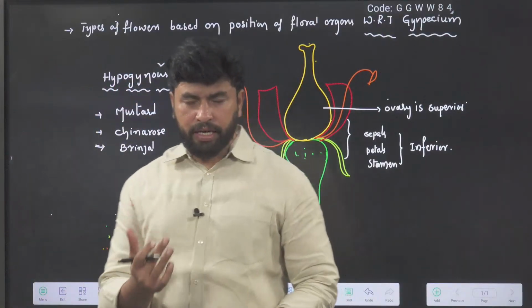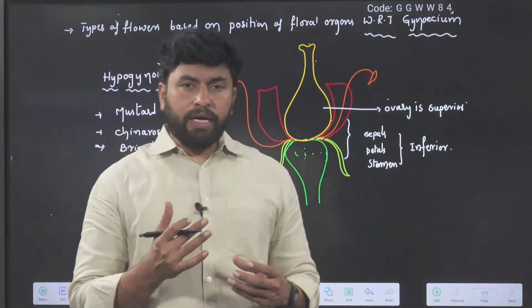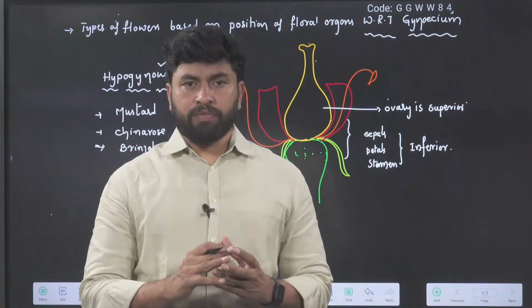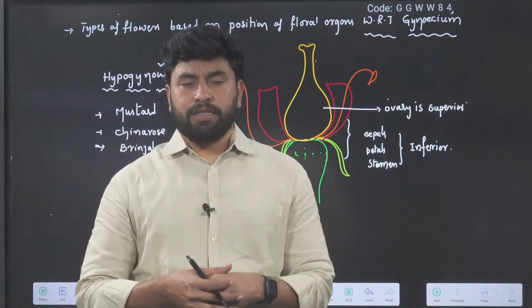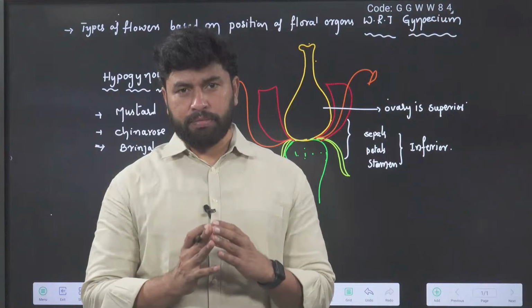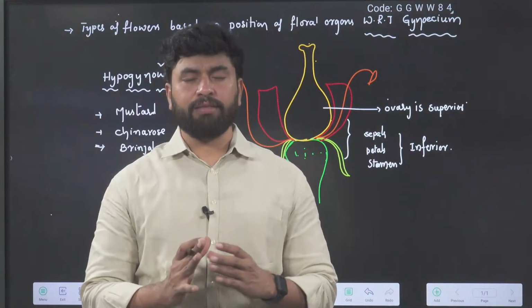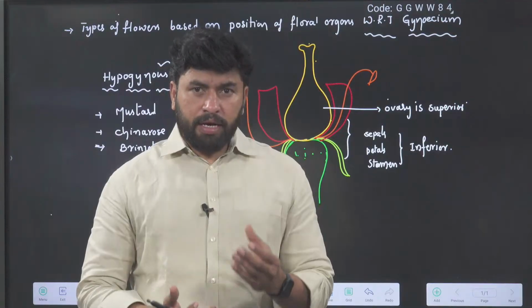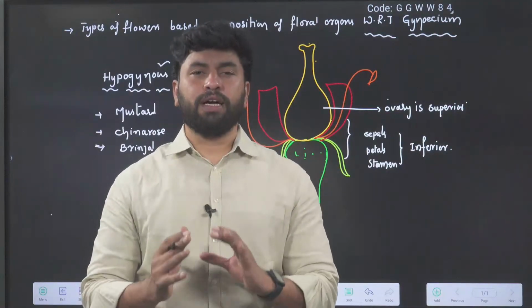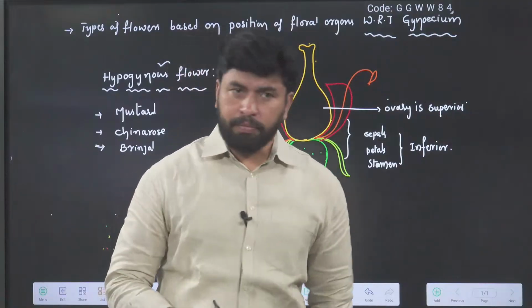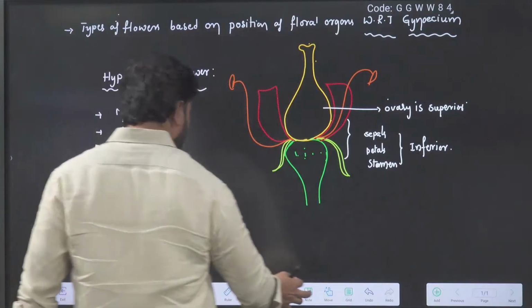Now once again recall, in a hypogynous flower, where do you see the gynoecium? On the top of the thalamus. That's why the gynoecium is called superior gynoecium or superior ovary. Next, where are the floral organs present? Hypo to the gynoecium. That's why the flower is called a hypogynous flower. Clear the statement. Next one.